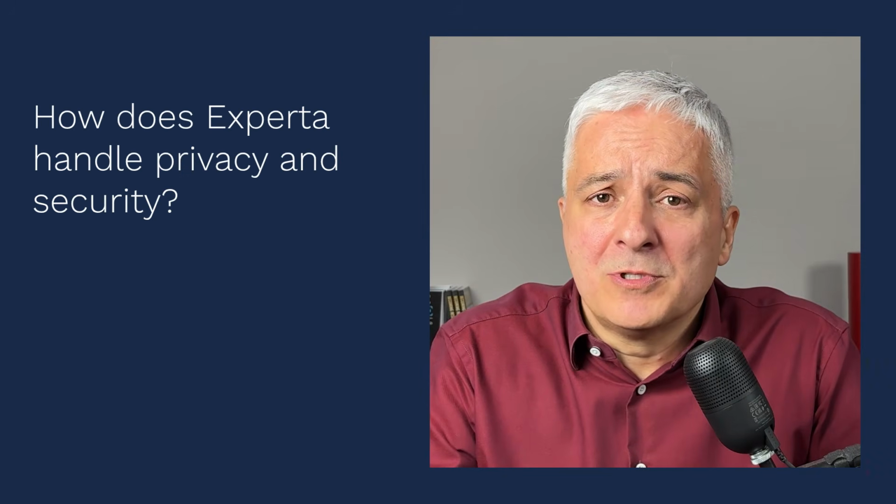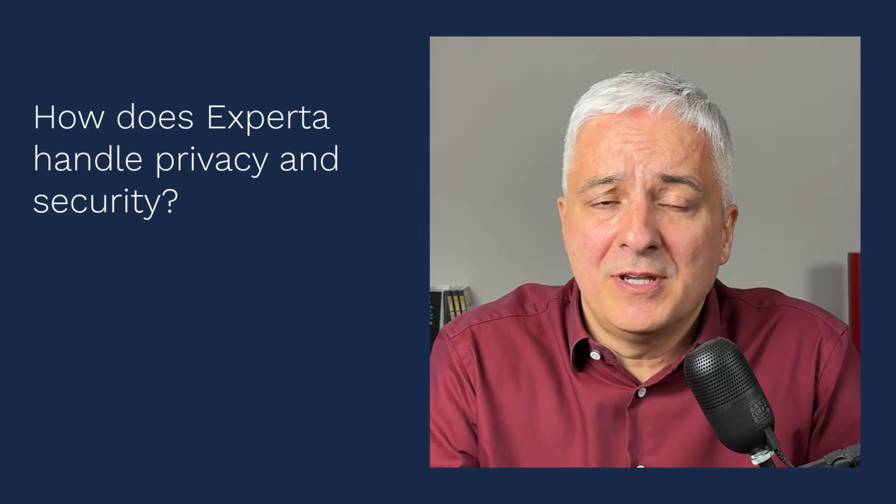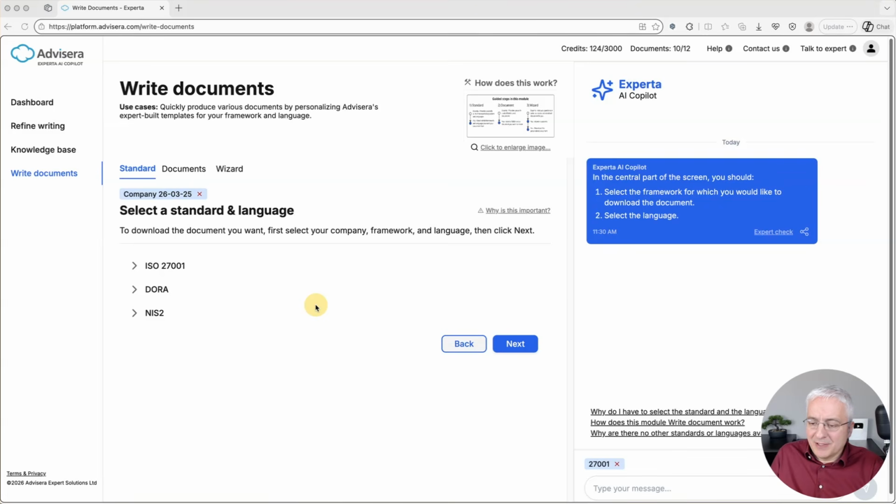And then also one important question: how does Experta handle privacy and security? Any information, any data that you enter into Experta is, first of all, protected through row level security, and also is encrypted at rest and in transit. In other words, all this information is available only to you. No other users will be able to see it. And second, even more importantly, anything that you enter into Experta is never used for training the AI. So your data is not going to be available to AI, so that AI companies cannot train their AI models based on your specific company data.